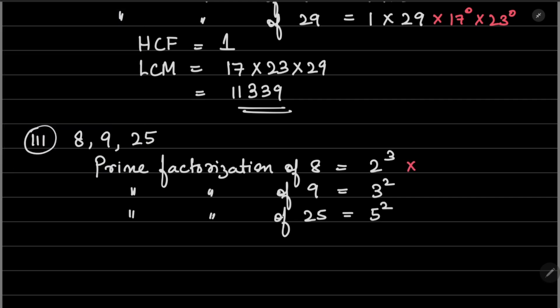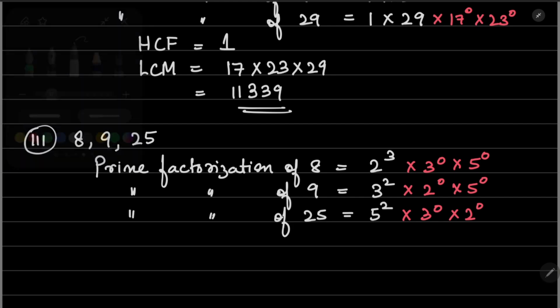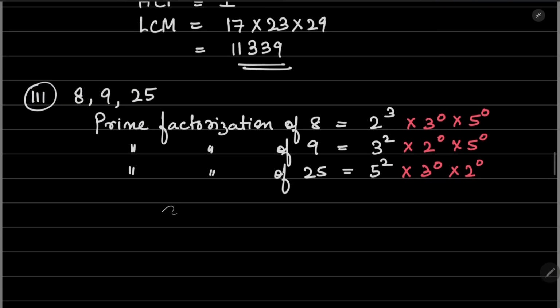You can put a 3 raised to the power 0 and 3 raised to the power 0 here. You can write 2 raised to the power 0, 2 raised to the power 0 here. You can put a 5 raised to the power 0 and 5 raised to the power 0 here. Okay, to make it convenient for you. Now let's say what is the HCF.